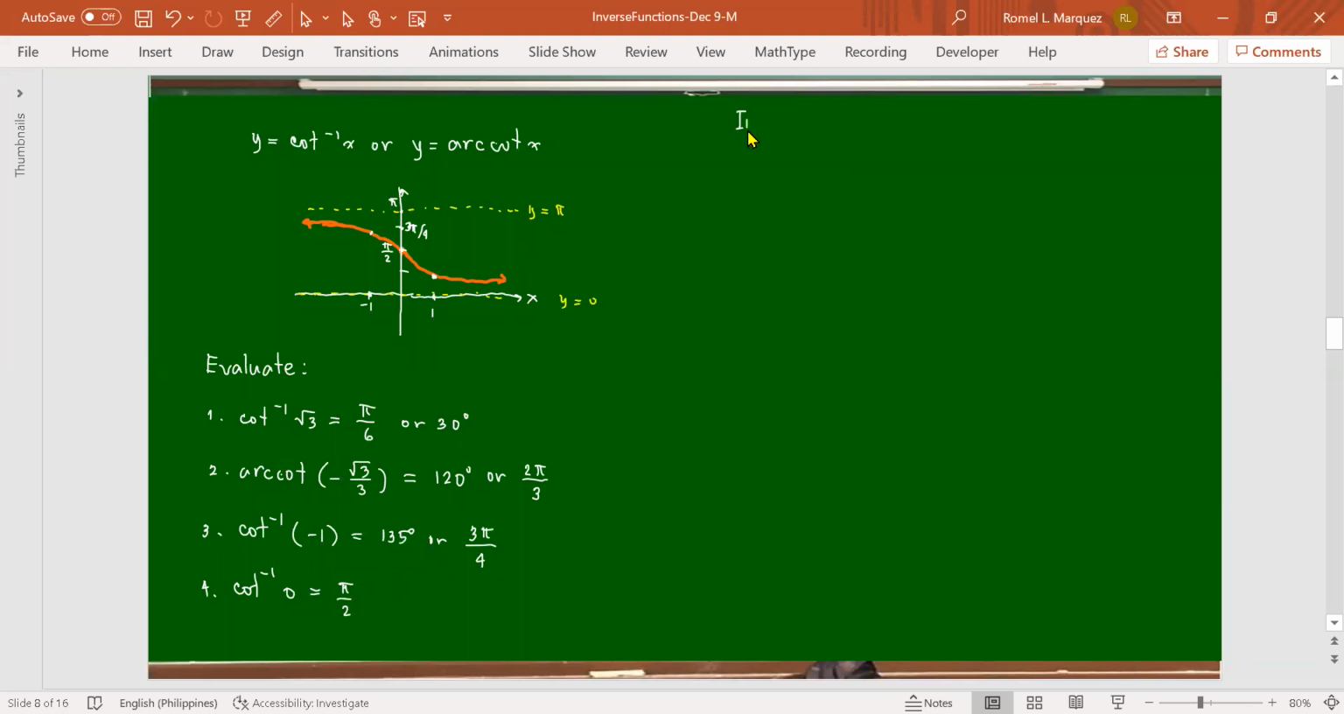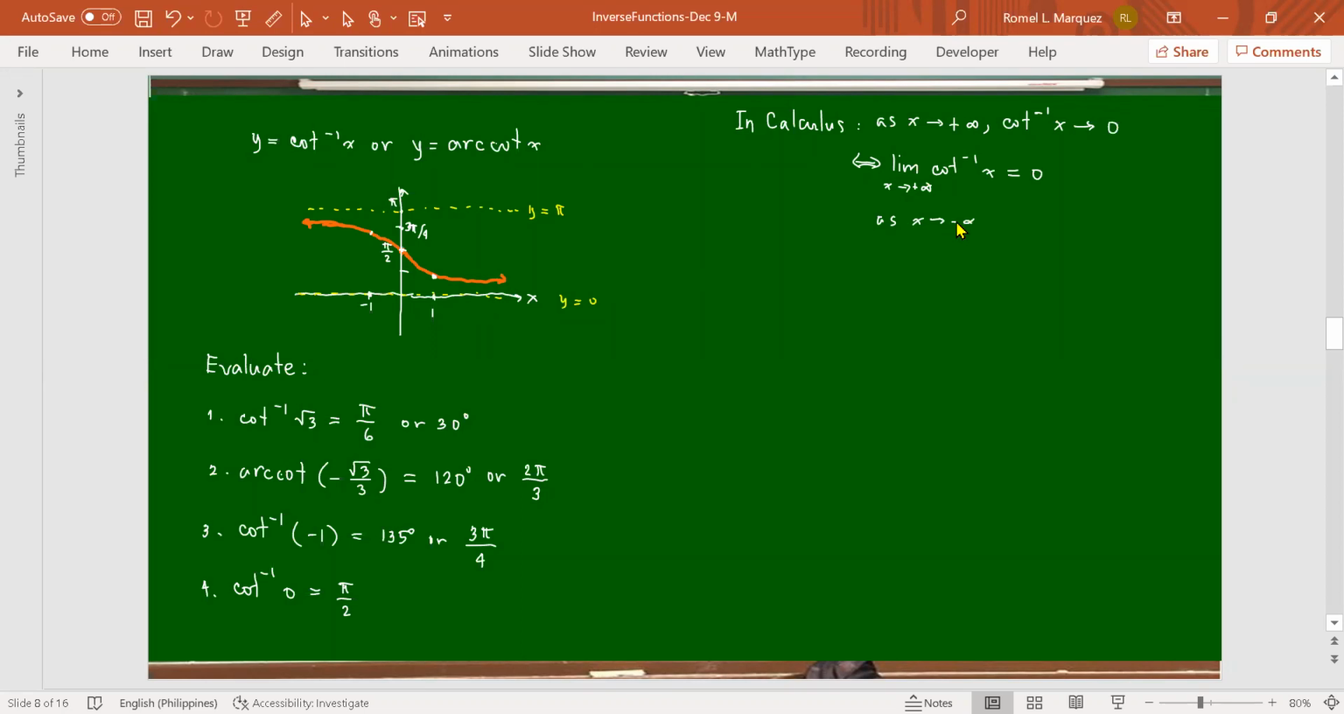So again, in calculus, we normally encounter things like this. As x approaches positive infinity, what happens to cotangent inverse of x? So that approaches 0. As x goes to the right, the y value is getting closer and closer to 0. So in terms of limit notation, as x approaches positive infinity, cotangent inverse of x is equal to 0.